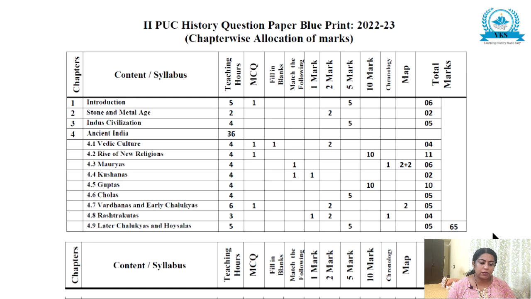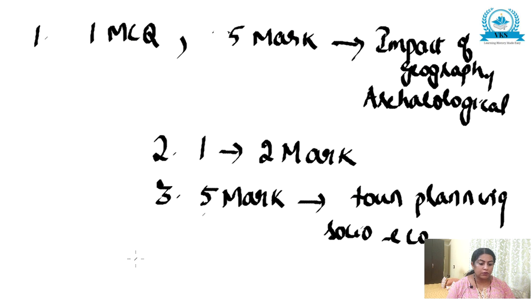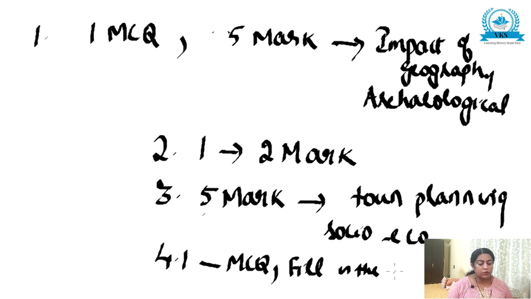Next is chapter 4. In chapter 4.1, that is Vedic age, if you see, one MCQ, one fill in the blanks, and one 2-mark question can come from this chapter.